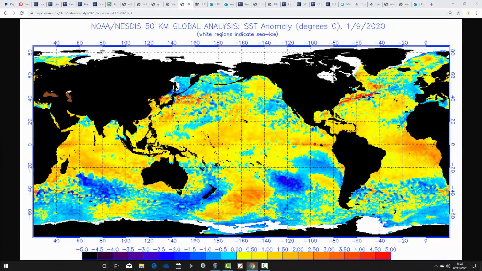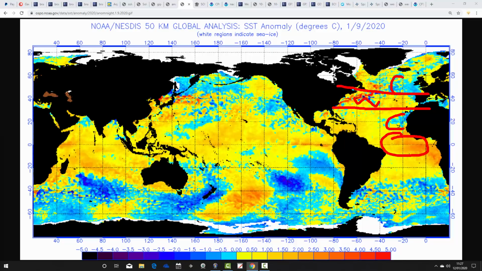So again, if we get rid of that, it's cooler just there and just there. And then it's warmer just here. That's not a particularly good signal for a cold winter for northern Europe. That kind of Atlantic sea surface temperature anomaly signature would tend to drive in more of a westerly type pattern. Very warm down in the tropical Atlantic at the moment.